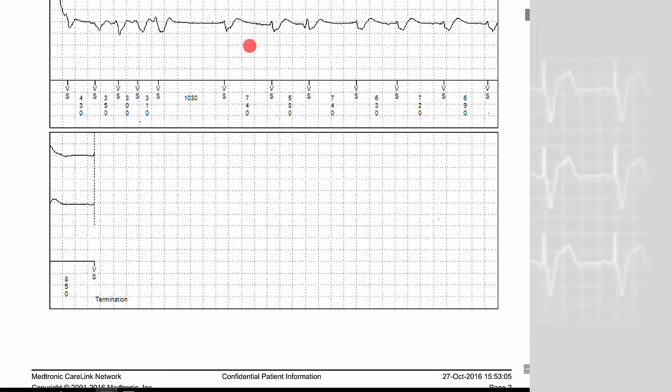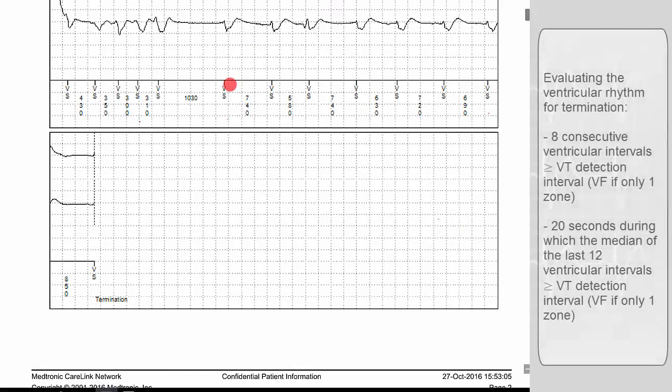Once the shock has been delivered, there are 2 criteria to determine that the episode has ended. You can see here the marker termination. You have this marker because you have 8 consecutive cycles, 1, 2, 3, 4, 5, 6, 7, 8, slower than the slowest zone that you have programmed. Remember that in this patient you have programmed a zone of 330 milliseconds. These signals are faster, but all these consecutive 8 cycles are slower than the slowest zone that you have programmed, so it determines the end of the episode and then the marker termination.